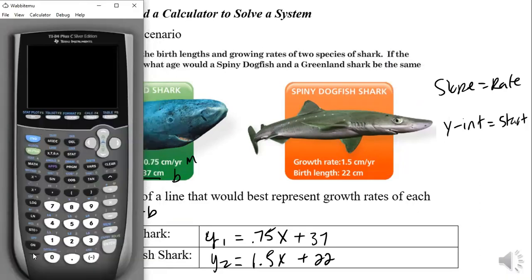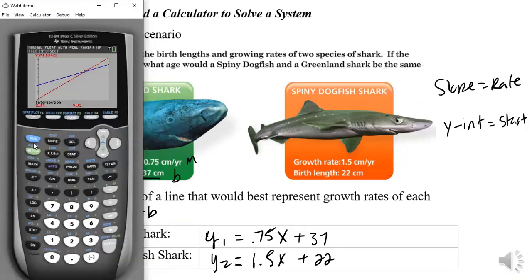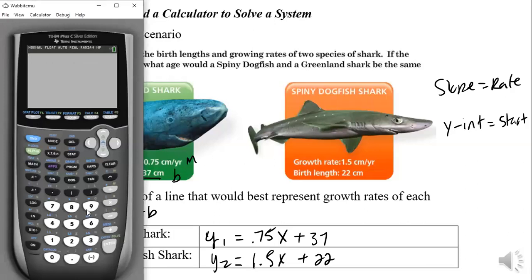So in the calculator, I'm going to reset my calculator because I don't know what was in there. And then I'm going to input it. So go ahead and input. All right, so we're going to go to y equals, and I'm going to put in 0.75x. Uh-oh. Why does it keep doing that? x plus 37.